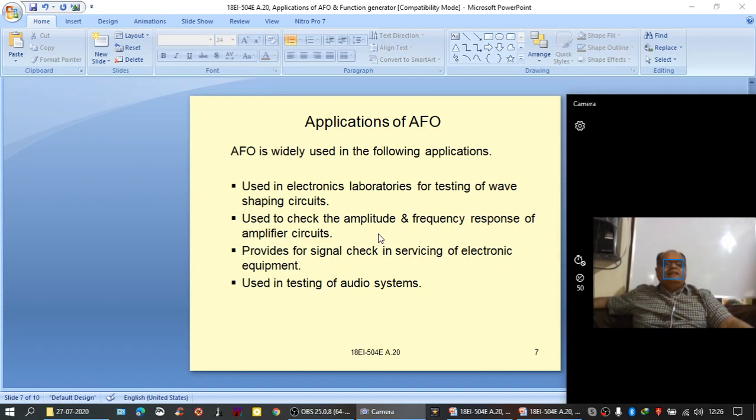Whenever we design an amplifier circuit, basically what is the purpose of an amplifier? The purpose of an amplifier is to produce faithful amplification of the signal. Faithful amplification means the shape should be retained and the amplitude should be increased. There should not be any distortion in the output while amplifying the signal. So that is called faithful amplification.